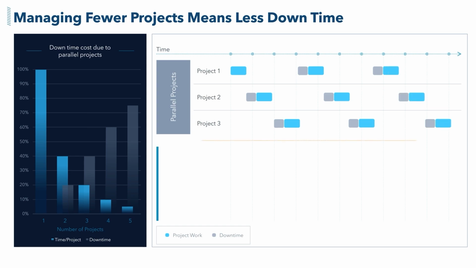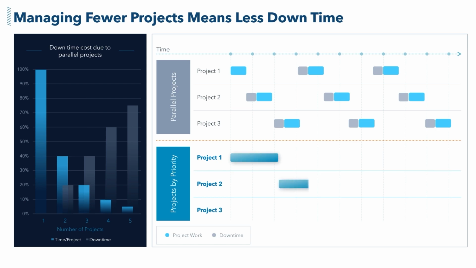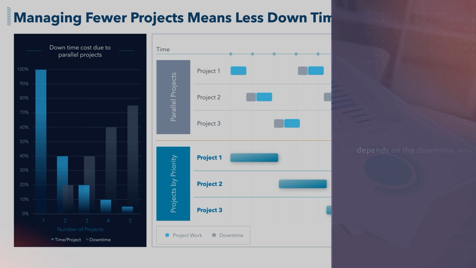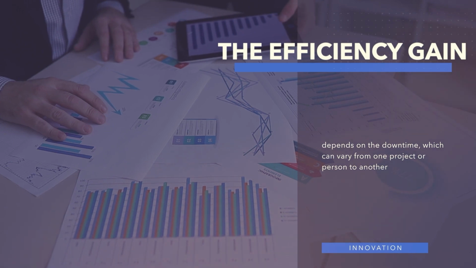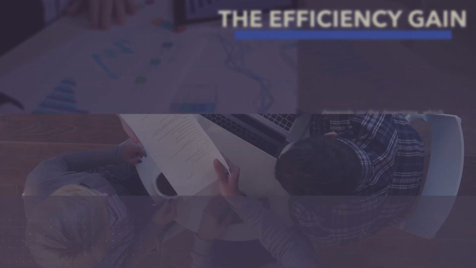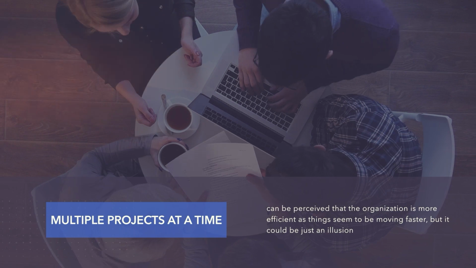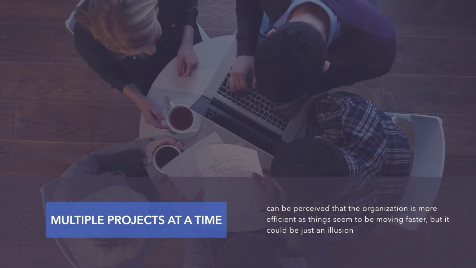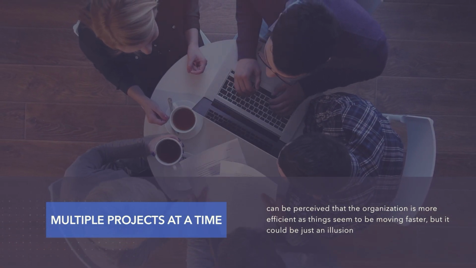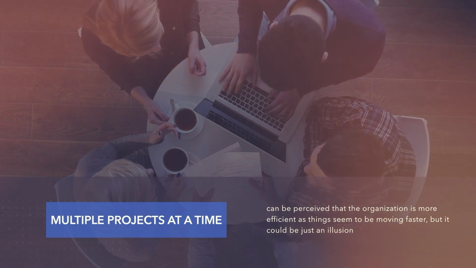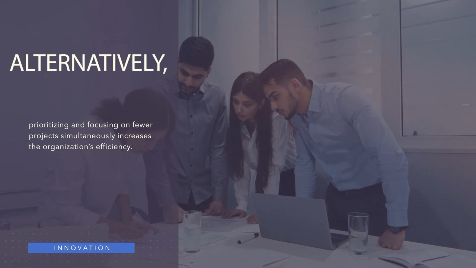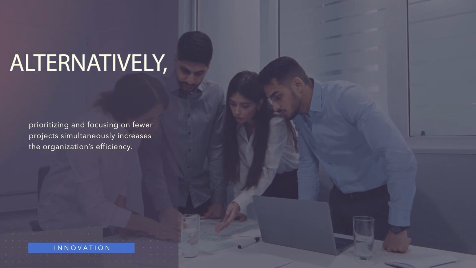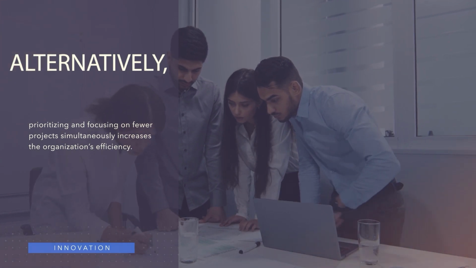In the end, it results in significant efficiency gain up to 40%, considering a 20% downtime between projects. The efficiency gain depends on the downtime, which can vary from one project or person to another. Working on multiple projects at the same time can make the organization be perceived as more efficient, as things seem to be moving faster, but it could be just an illusion. Alternatively, prioritizing and focusing on fewer projects simultaneously increases the organization's efficiency.